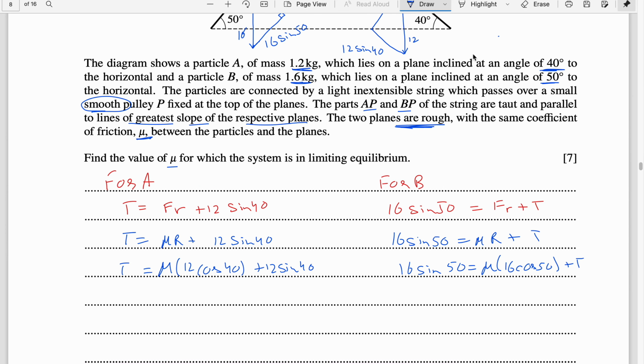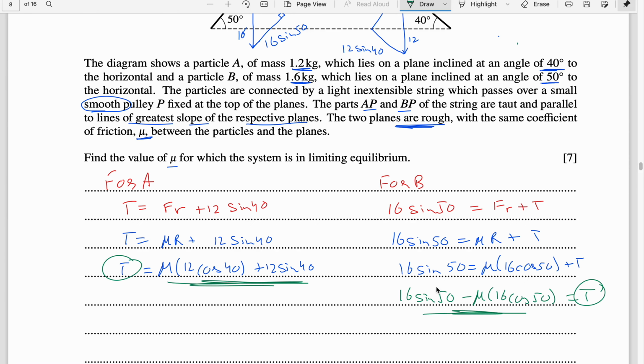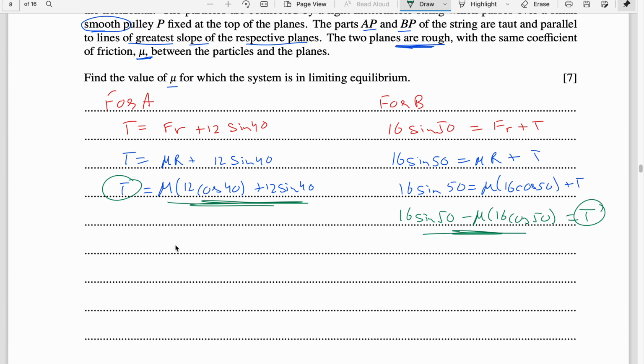Now we have to find mu. So we can make T the subject on both sides. So 16 sine of 50 minus mu 16 cos of 50 is equal to T. So T here and T here, we can equate these two equations. T is equal to T. So this is mu times 12 cos 40 plus 12 sine 40 equals all of this, which is 16 sine 50 minus mu 16 cos of 50.